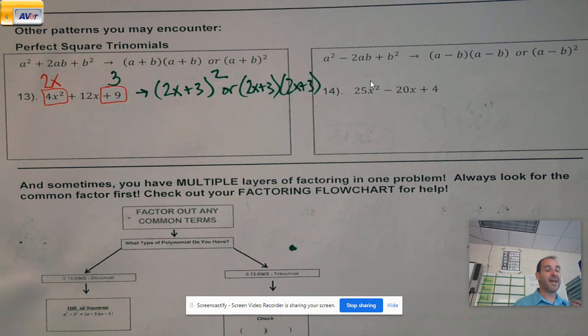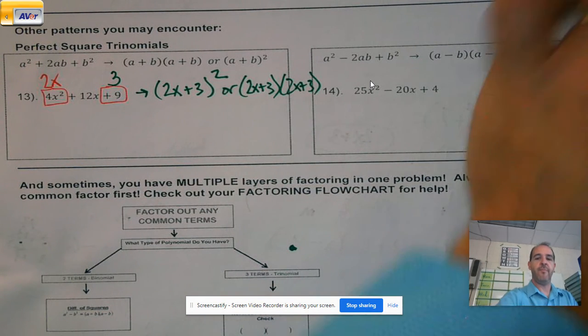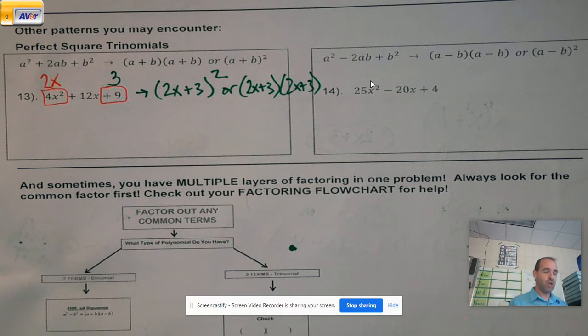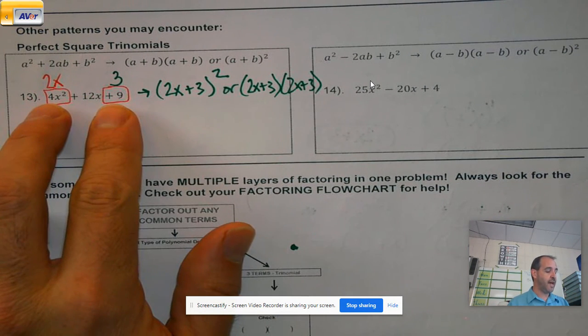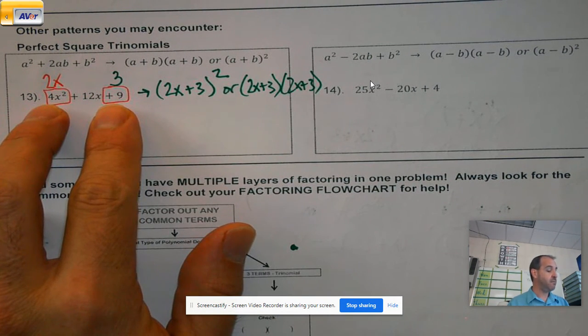Now, let's say you forgot about the pattern. You're like, man, I have so many other things I'm trying to remember right now, I don't really need to remember one more thing. You could just go through and do this with guess and check or slide and divide.